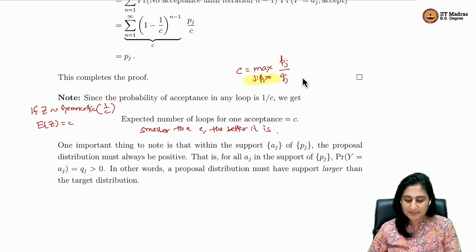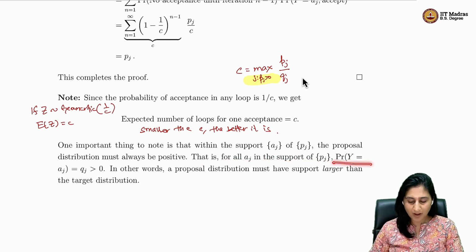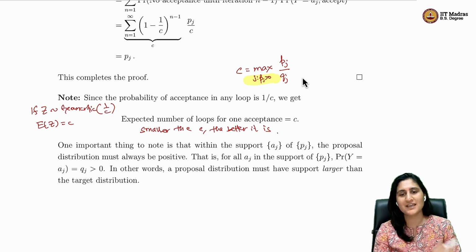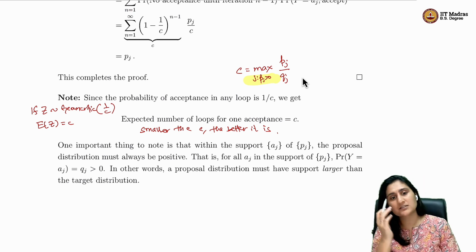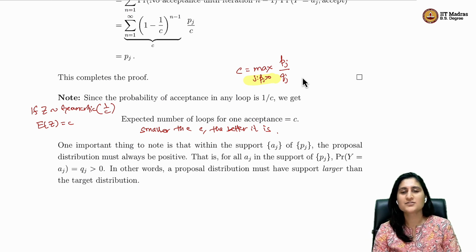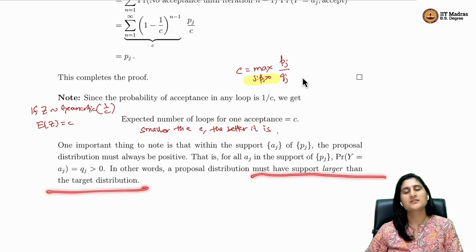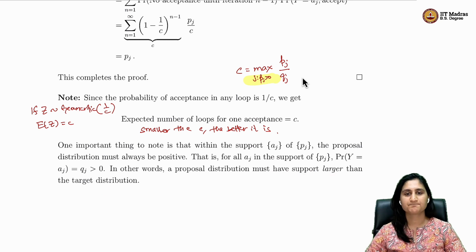Which means that for all aj in the support of Pj, the probability that Y is equal to aj, which is basically my proposal mass function, has to be positive for all those aj for which Pj is positive. So simply, the proposal distribution must have a support either equal to or larger than the support of the target distribution.